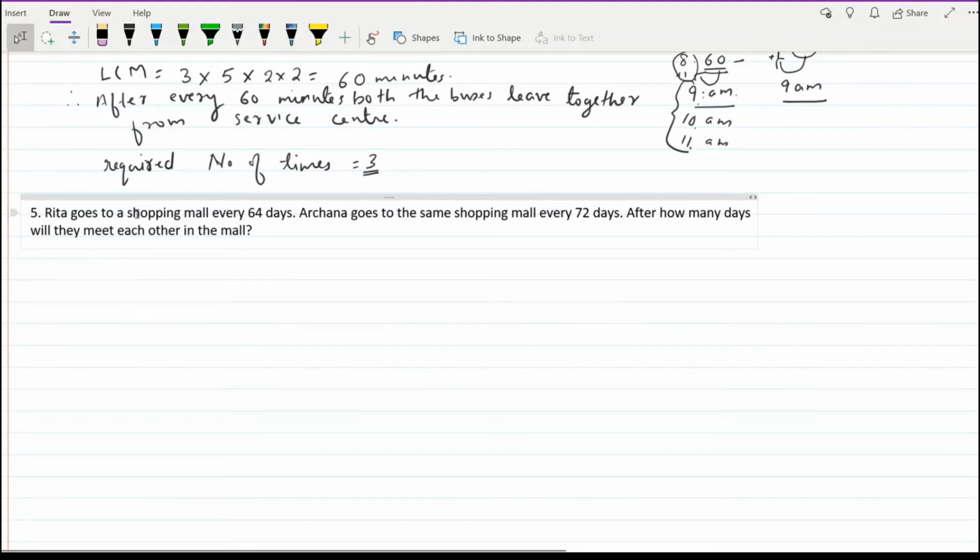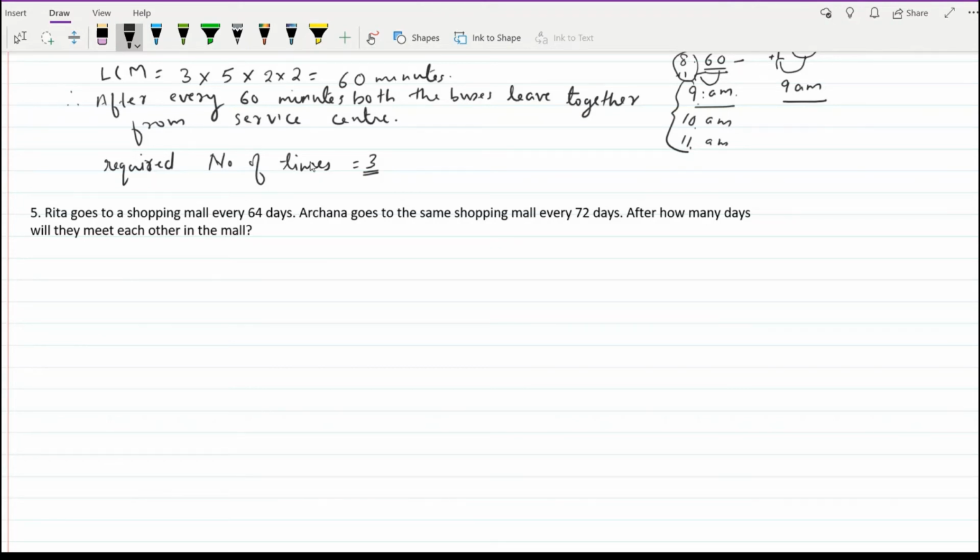Rita goes to a shopping mall every 64 days. Archana goes to the same shopping mall every 72 days. After how many days will they meet each other in the mall? So this is the same type as the previous question. Question number 3, the same concept we are going to apply.